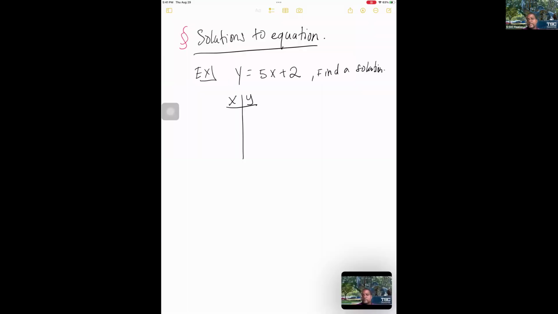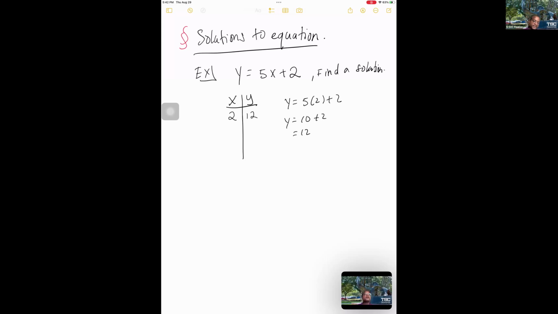Right, so just remember x is your independent variable, and so you choose any number you want for x. So let's say we choose x is equal to 2, and then all we have to do is calculate the value of y. So y is going to be 5 times 2 plus 2. So y is going to be 10 plus 2, so y is going to be 12. And so your ordered pair is going to be (2, 12).